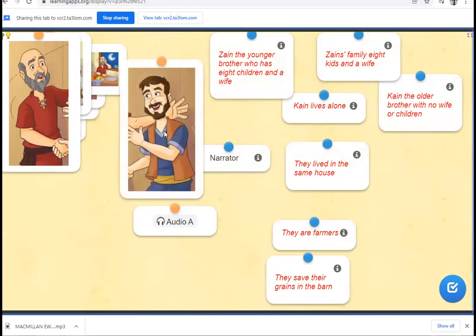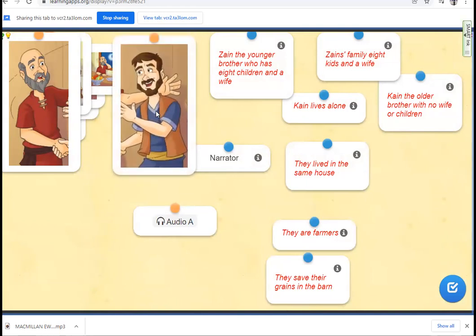What is the name of this boy, do you think? Is he Zayn or Cain? This is Zayn, because I asked you to prepare it. Zayn is the younger brother. So we have two brothers, their names are Cain and Zayn. This is the first character.